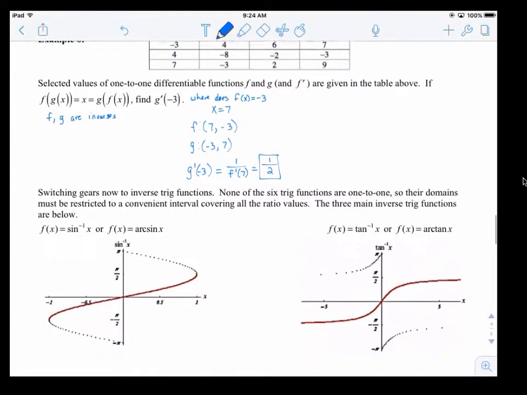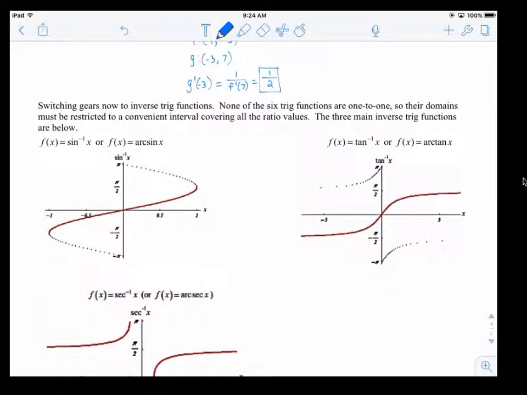Okay, so last part is talking about inverse trig functions. Did you guys do inverse trig at all this year? A little bit? Okay.